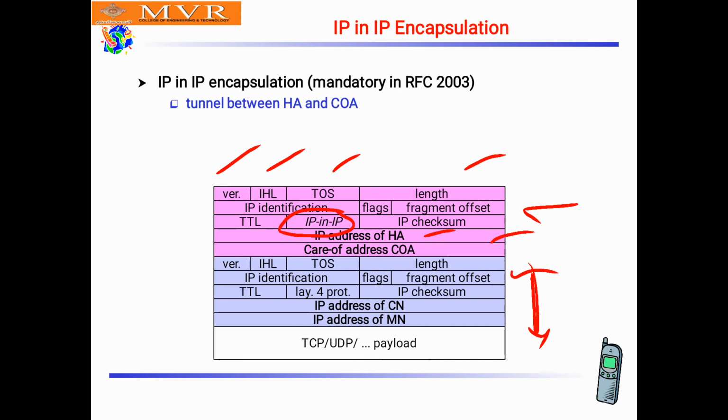The IP identification, flags, here the IP of the CN and the IP of the MN are there, and the TCP or UDP payload. So the IP of the corresponding node and the IP of the mobile node are all encapsulated based on IP in IP encapsulation. It is referenced in RFC 2003.